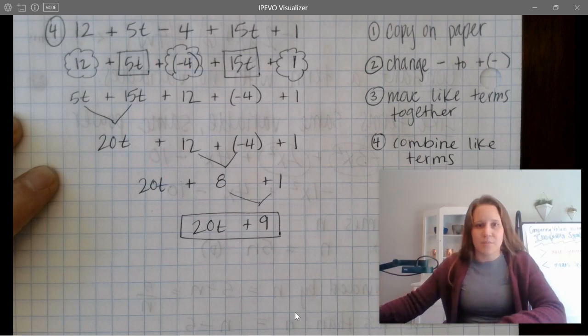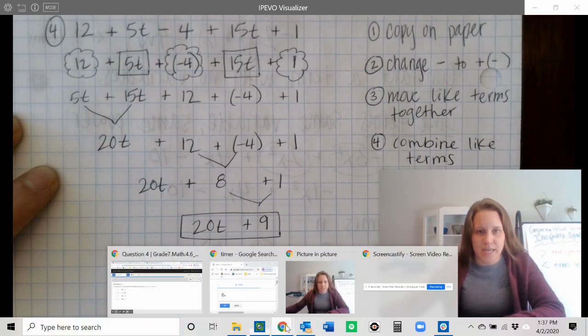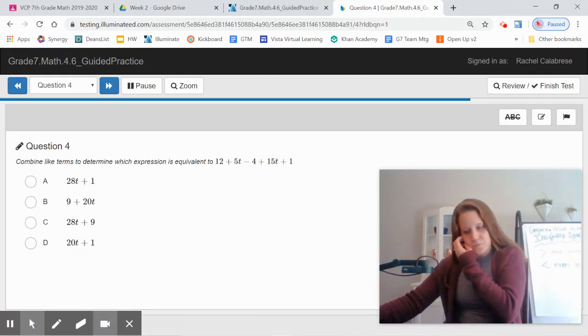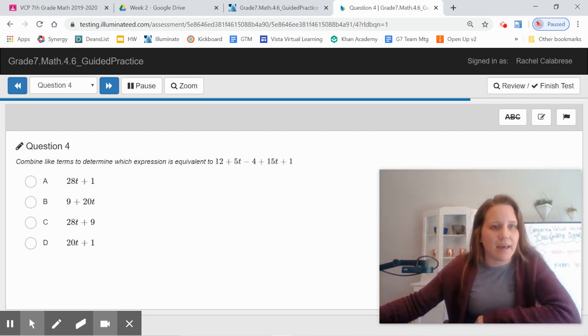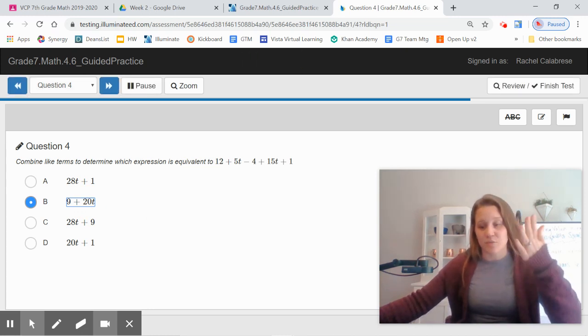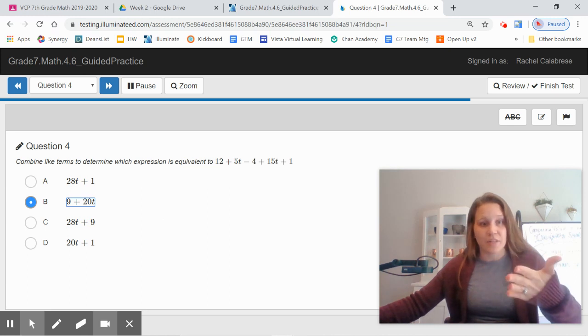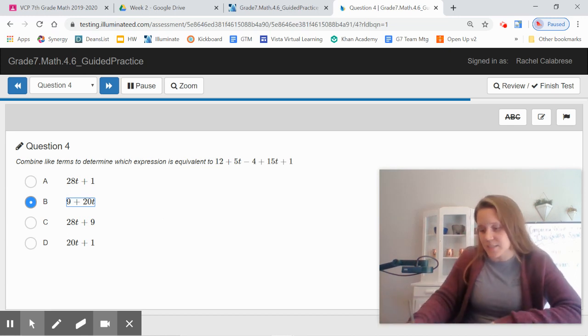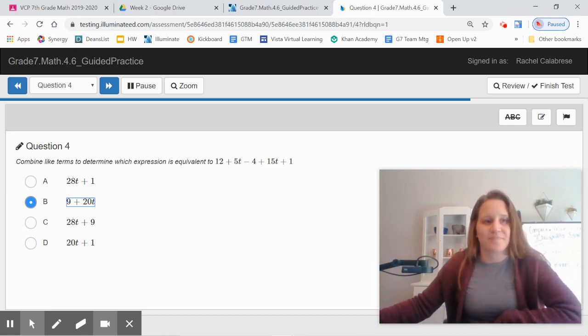Okay, let's just double check what the question says. So we got 20t plus 9. Do you see that? Yep, I see it here. The order is different, but remember that addition is commutative. So 20t plus 9 is equivalent to 9 plus 20t. So the answer is B. Okay.